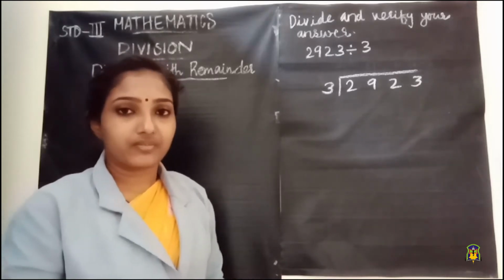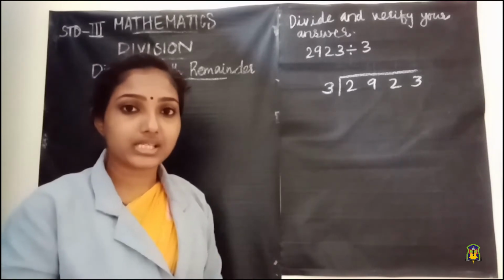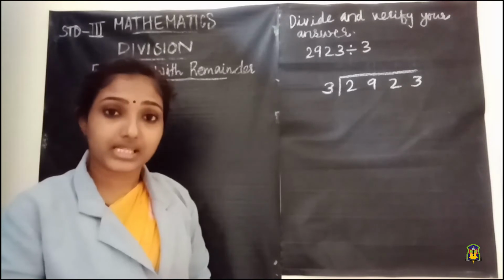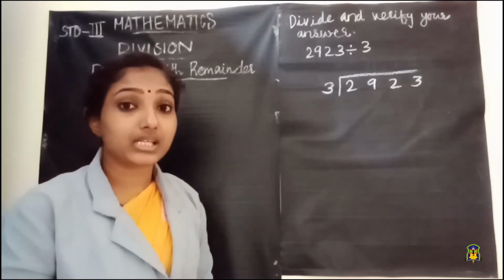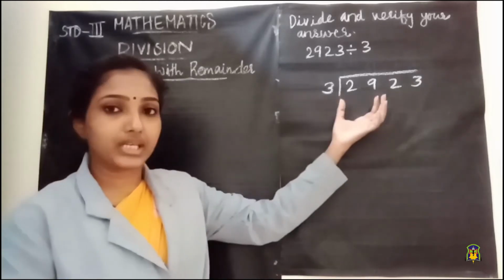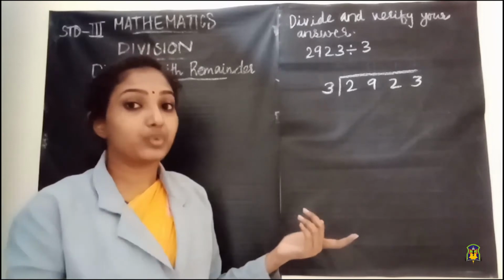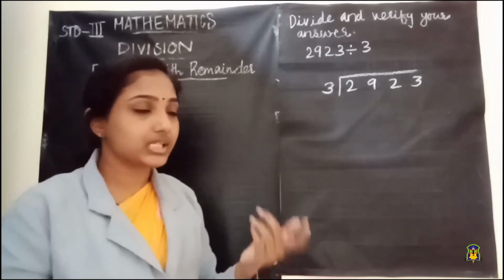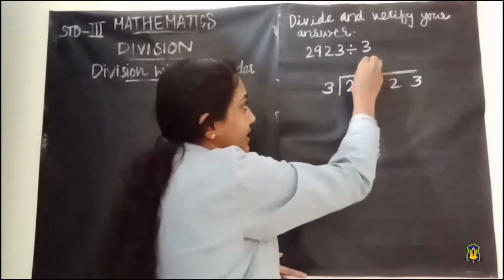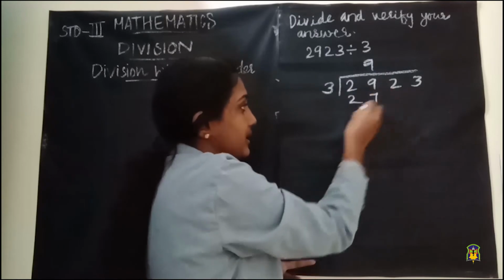No. We cannot find it. 3 into 7 is equal to 21. 3 into 8 is equal to 24. 3 into 9 is equal to 27. Then 3 into 10 is equal to 30. So 27 and 30 are there but not 29. Right. So we will go for which number? We'll go for 27. 3 into 9 is equal to 27. So we'll write 9 in the quotient place. 3 into 9 gives 27.